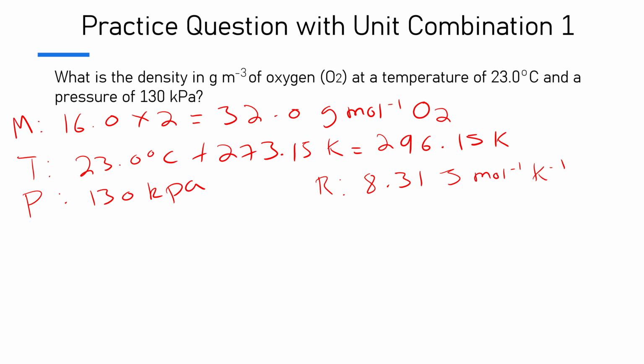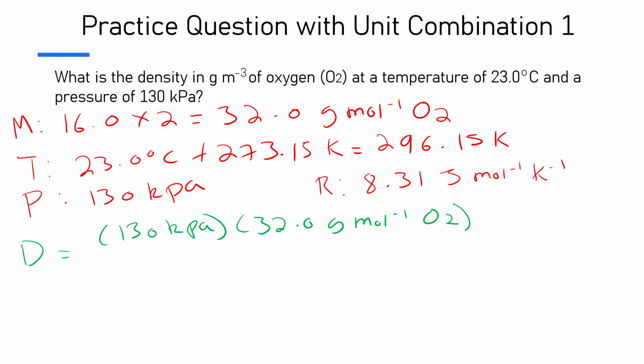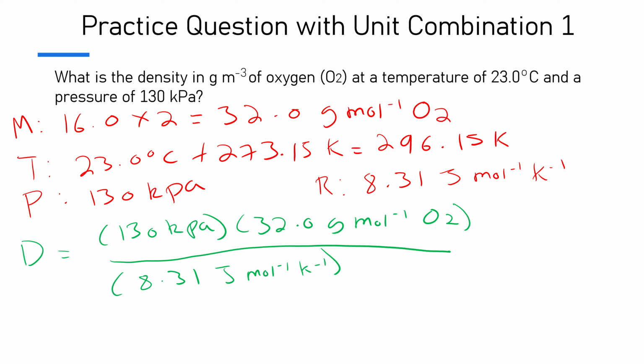Let's now plug our values into the equation. So, for density, we take the value for pressure of 130 kilopascals, multiply by the molar mass of 32.0 grams per mole of oxygen, and we divide by our ideal gas constant of 8.31 joules per mole per Kelvin, multiplied by the temperature of the system of 296.15 Kelvin, and we get an answer to three significant figures of 1.69 grams per cubic meter for our density for oxygen under these conditions.